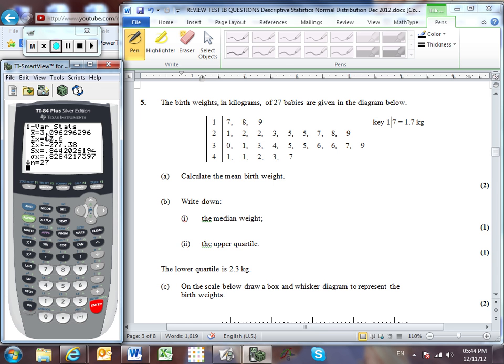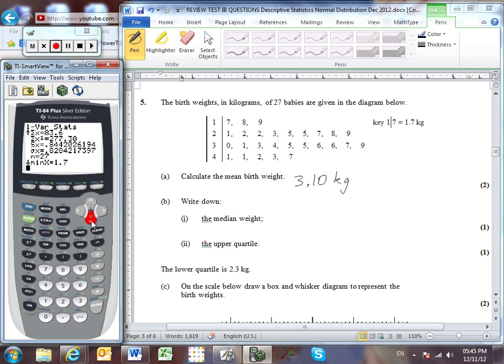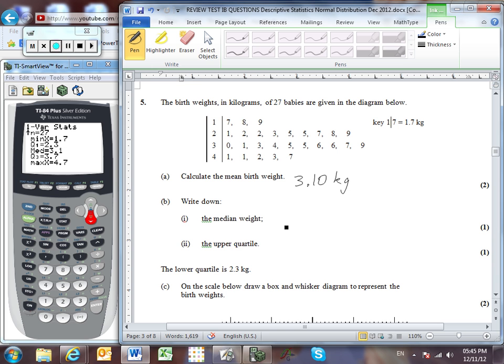And I can see that my mean, if I round to 3 significant figures, would be 3.1, the 6 turns the 9 into a 10, 3.10. And these are in kilograms. Let's include units whenever possible. Now the median weight, well, our calculator has got this for us already. If I scroll down to look at the 5 value summary, our median then is 3.1. The upper quartile is Q3, that's 3.7. It tells us that the lower quartile is 2.3, and our calculator agrees with that.